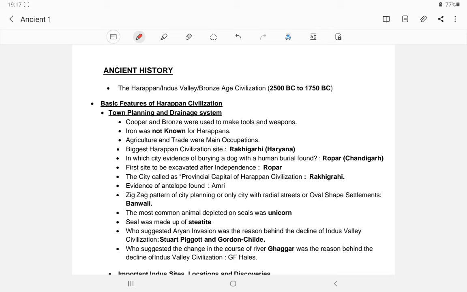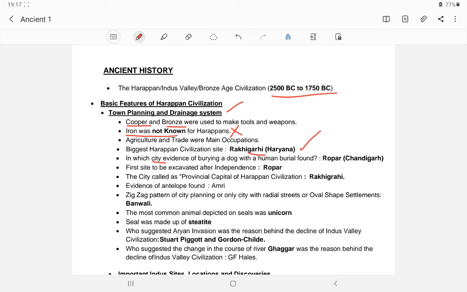First, the Harappan civilization, between 2500 and 1700 BC, showed town planning and built a drainage system. They used copper and bronze, but did not have any knowledge of iron, because the Harappan sites expanded fast. This is a crash course, so I'll be helping you with MCQs also. Let's speed it up.